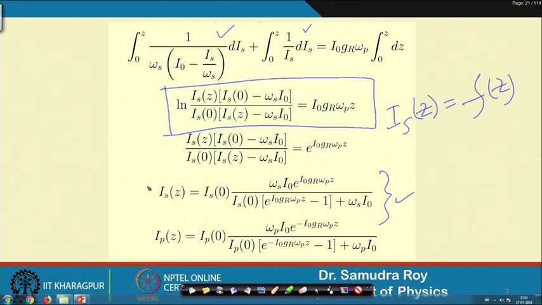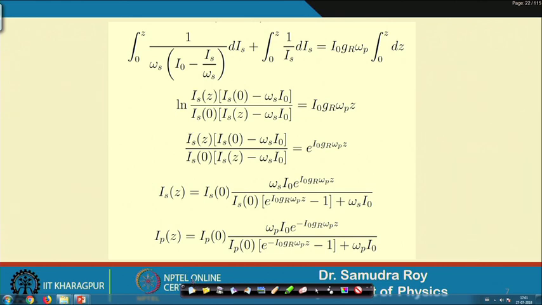This is the expression of I_s under the condition that the pump does not remain conserved, rather it is decaying. Now, after solving this kind of differential equation, the very first thing that we always check is the boundary condition, whether the boundary condition is really valid for the expression we have or not. In order to do that, we try to find the value of this expression at z equal to 0.